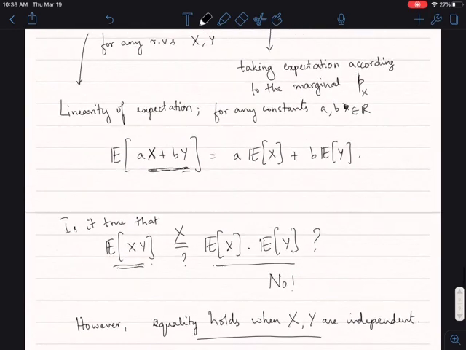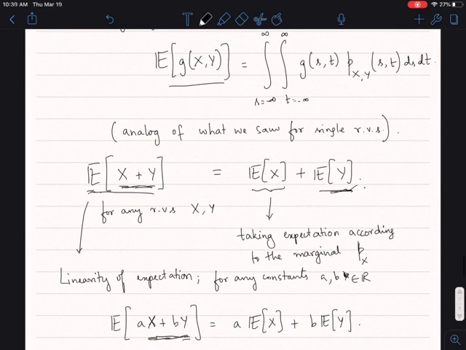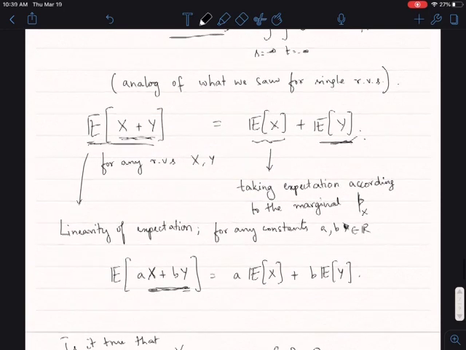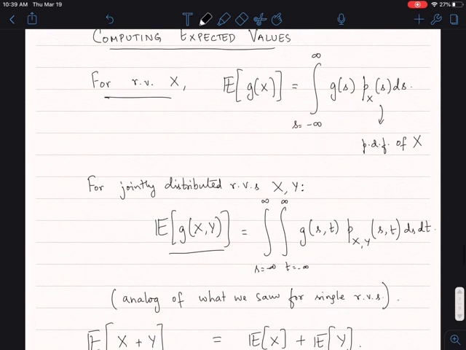So for products, this is not always true. It's true only when x and y are independent. But if you are interested in the sum of two random variables and look at their expectation, that is always equal to the expected value of x plus the expected value of y. So x and y don't need to be independent. Alright, so this completes the survey of jointly distributed random variables. These are things that we saw in the last couple of lectures a while ago, so I wanted to recap them. Next we will move on to a basic introduction of statistics.